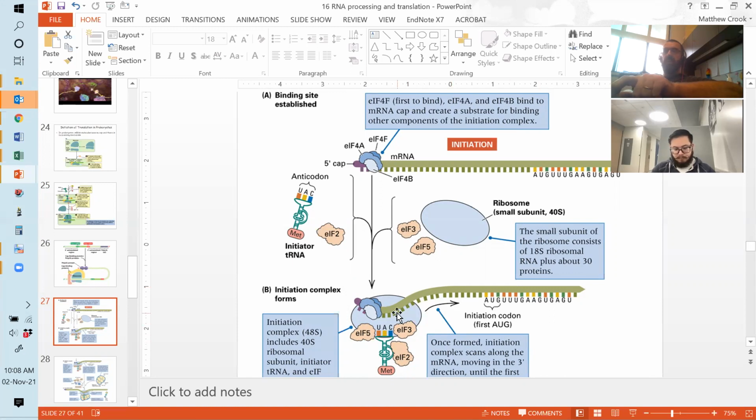And even if there's an AU or a UG or an A-something-G, this tRNA is not going to recognize it. It has to be an AUG, nothing else. AUC, whatever, doesn't matter. Has to be an AUG.